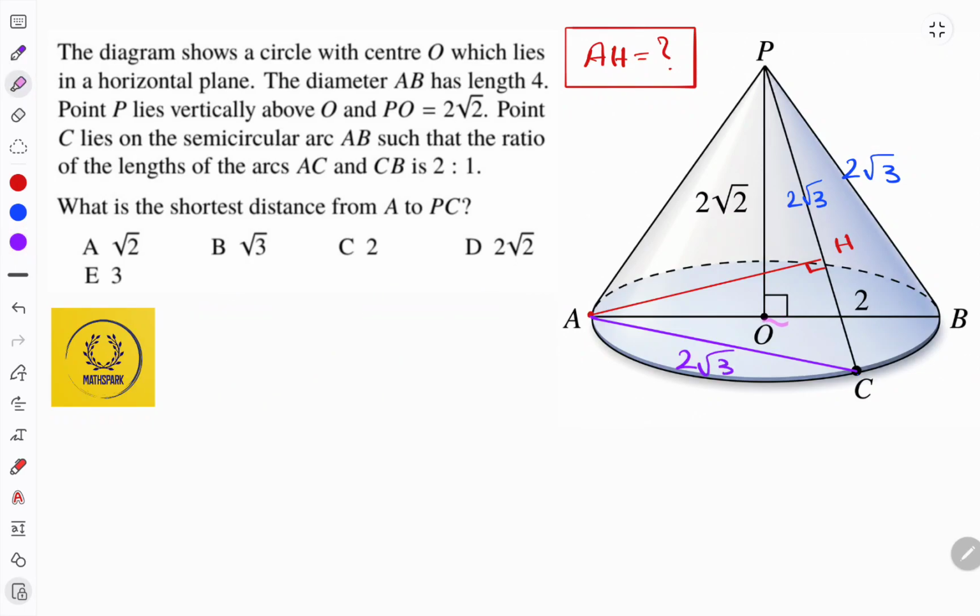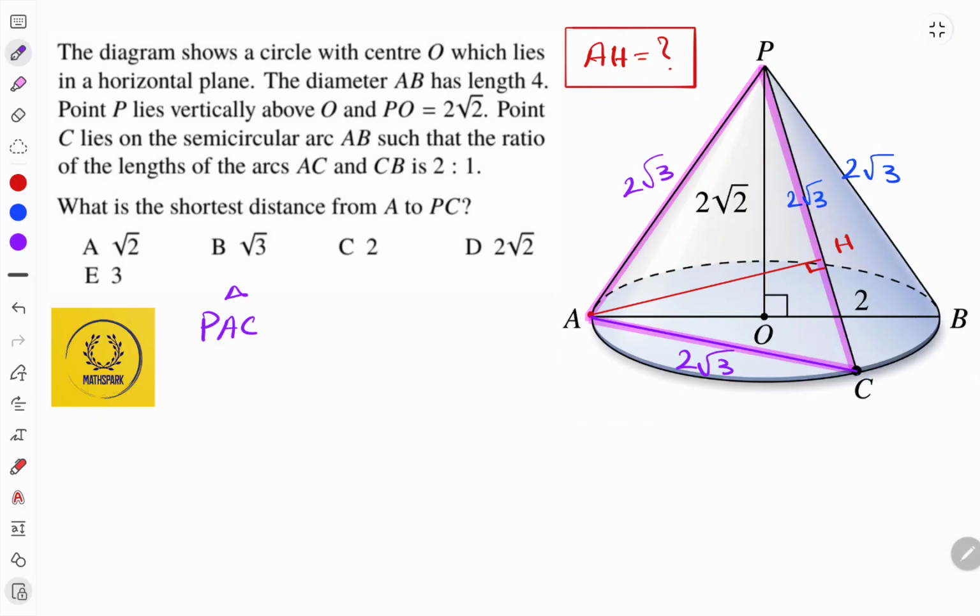Okay. And now we are going to find AH. You can see that we have this triangle PAC. Okay, AC is 2 root 3, PC is 2 root 3, and PA is the slant, which is already calculated as 2 root 3. So we found that triangle PAC is an equilateral triangle, and we are going to find the height of this equilateral triangle.